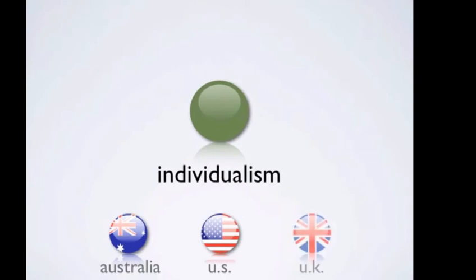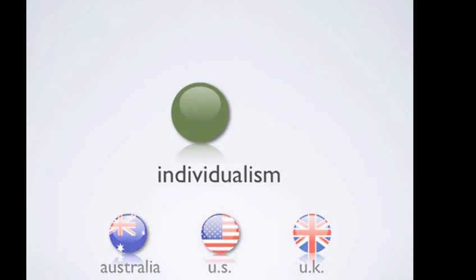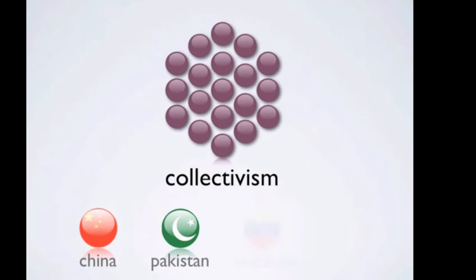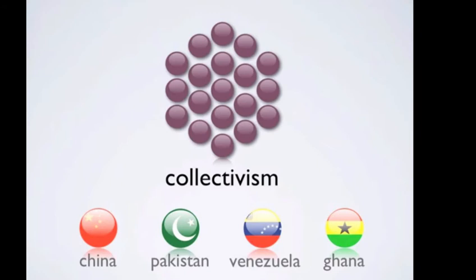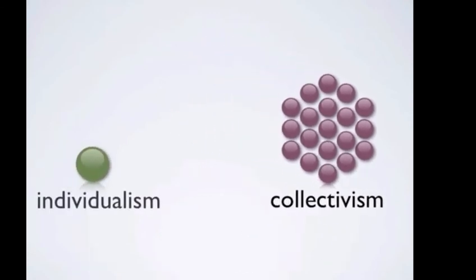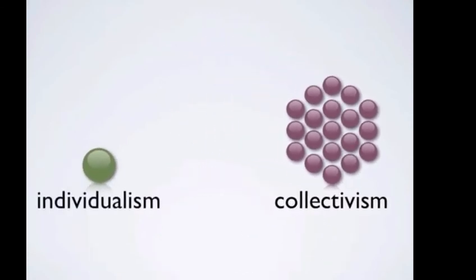Australia, the US, the UK are all individualist cultures emphasizing the obligations of the individual's human rights, the individual's personal responsibilities. Are you familiar with the saying, the squeaky wheel gets the grease? This comes from cultures focusing on that individual. By contrast, other cultures on the other end of the spectrum, such as China or Pakistan or Venezuela or Ghana, the group is of paramount importance. This is collectivism. An individual is expected to be loyal to that group and not advance his or her own personal interests at the expense of the group.